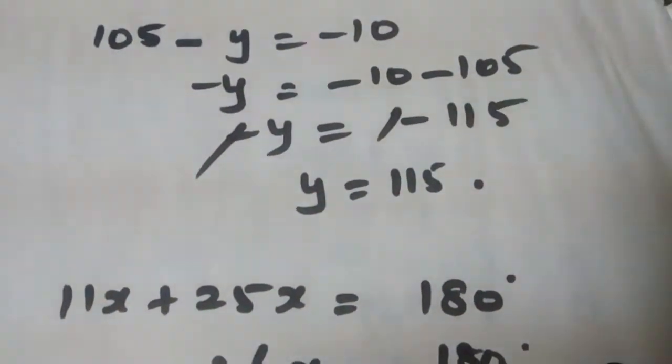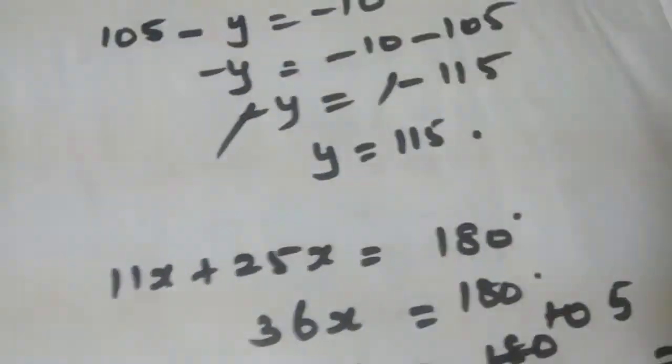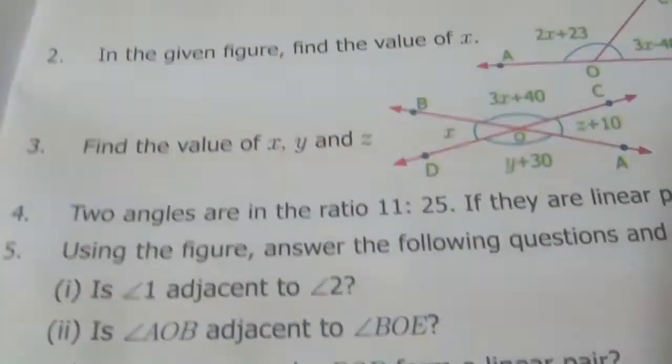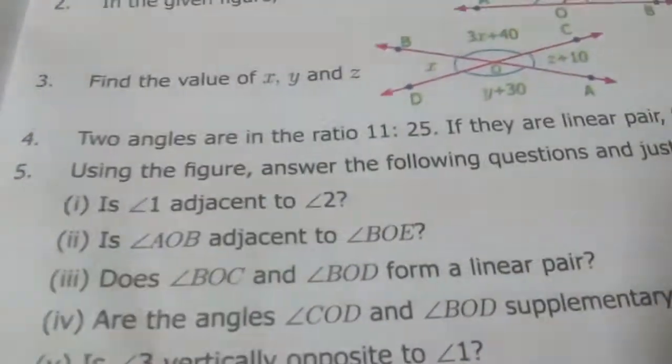So we got the answers x, y and z. Is it clear? Okay. Now the fourth question is: two angles are in the ratio 11:25. If they are a linear pair, find the angles. That is the question.